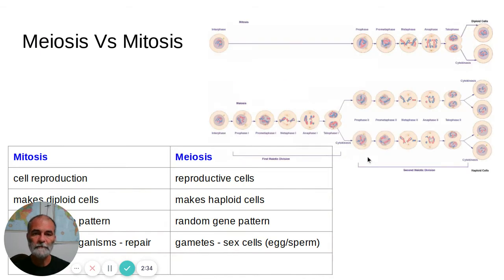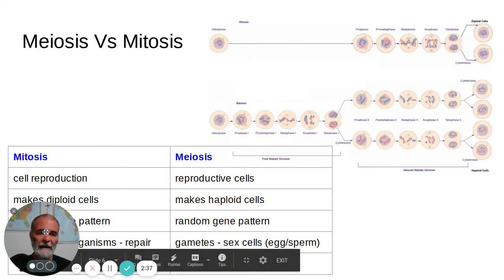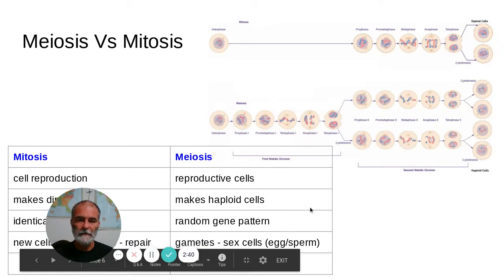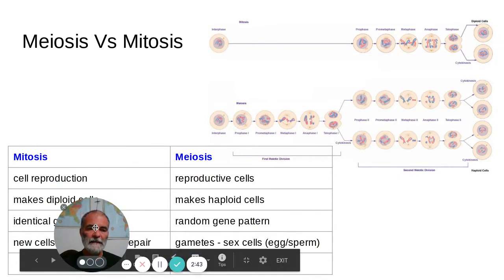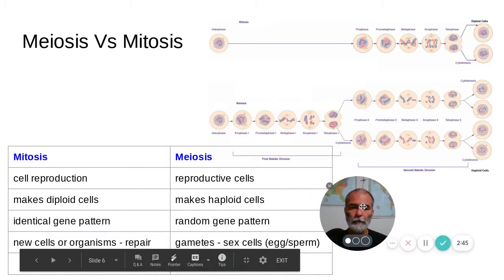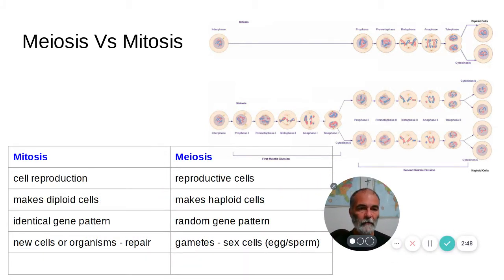So why do we have two processes for our cells dividing, meiosis and mitosis? Well, it's because each one has its own purpose. Mitosis is cell reproduction, makes new cells. Meiosis is for reproductive cells. Again, it makes the egg and the sperm. Mitosis makes new diploid cells. Again, we're talking about diploid and haploid. Meiosis makes haploid cells. They can't actually survive on their own. They need to join together to make, again, diploid cells.